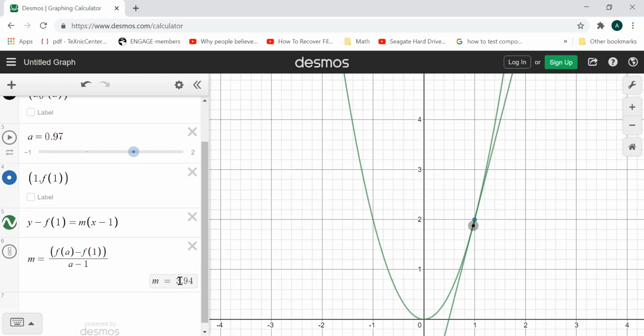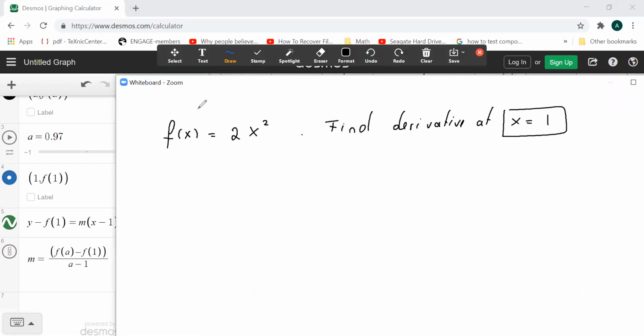All right. So what we're saying here is that the limit of this expression as a gets very close to 1, this limit is going to be 4. And now we're going to calculate that very quickly, and then we're going to finish our lesson. And that's what I'm going to do here.